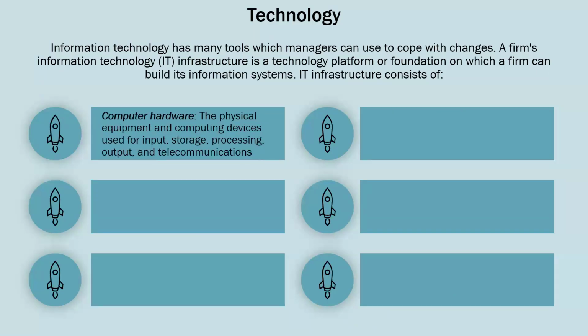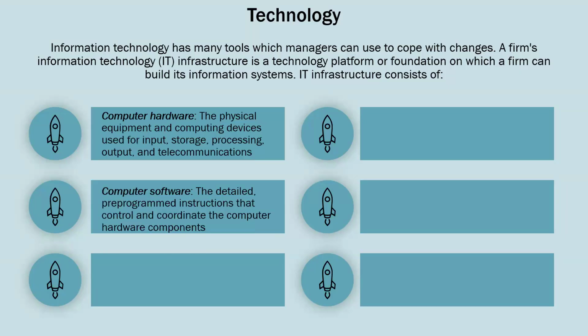You need computer hardware. Hardware is the physical equipment or computing devices used for input. We are going to talk about input in another lecture. Input, you talk about your mouse, your keyboard. Storage, you talk about the hard drive. Processing, that's your CPU, GPU. Output, that's your monitor, right? That's your speaker. Telecommunications, that's your router, right? So when you're talking about hardware, the reason it's called hardware is that it's something you can touch with your hands, right?